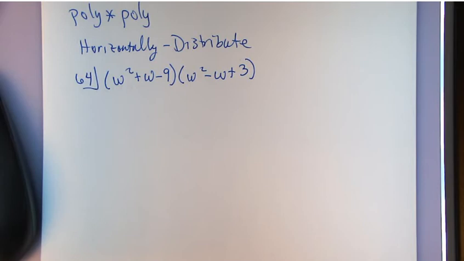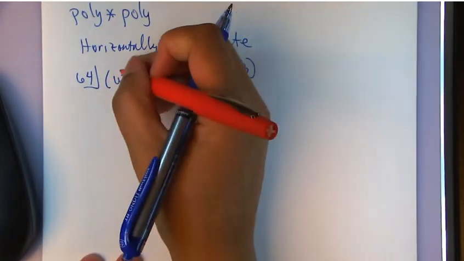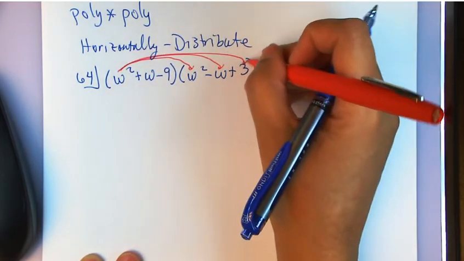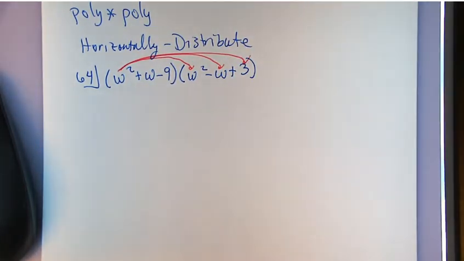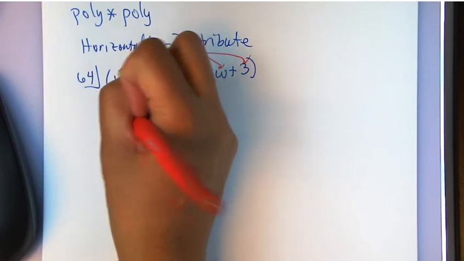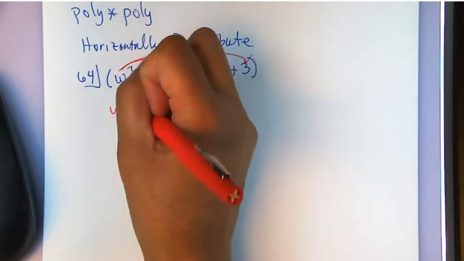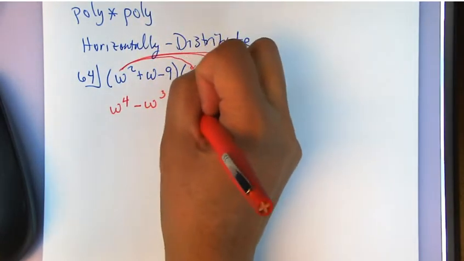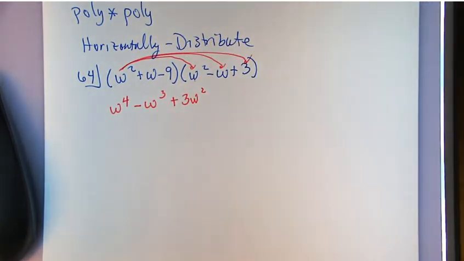I'm going to distribute. I'm going to start off with w squared, and distribute w squared to everybody. When I do that, I end up with, in the color that I distributed it with, w squared times w squared is w to the 4th. W squared times a negative w is a negative w cubed. W squared times 3 is plus 3w squared. Now when I do the next ones, I always like to line them up. So essentially I'm doing horizontal and vertical addition and subtraction together at the same time. But this is just the way I like to do it.